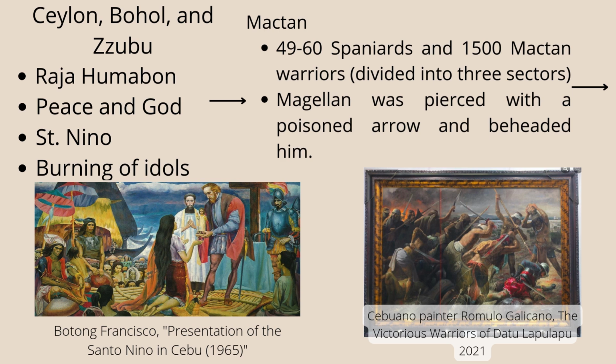When they knew who the general of the Spanish forces was, they tried to focus on Magellan. So again, they beheaded him as a sign of their win, like a trophy, a sign of such achievement.